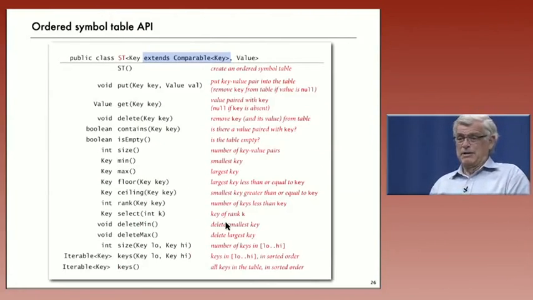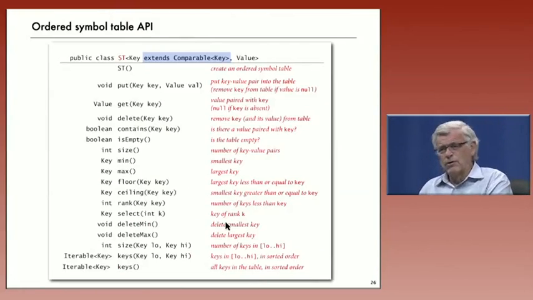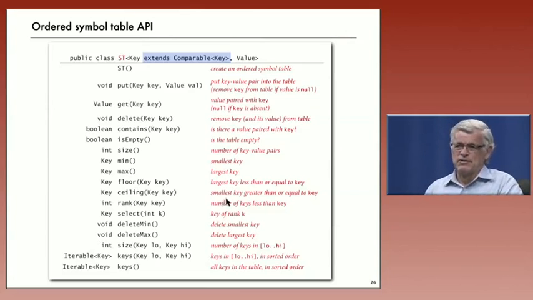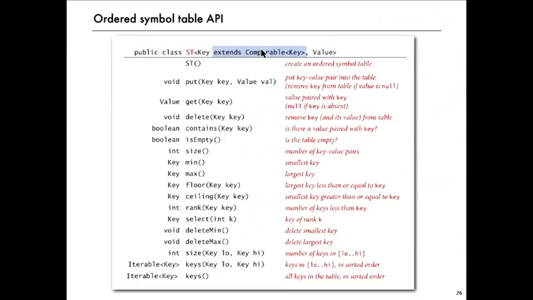So typically for ordered symbol tables, when keys are comparable, we'll provide a much wider interface. It's very useful for many clients. So we say that we're dealing with keys that are comparable by simply adding this extends Comparable Key to our declaration, same way we did for sorting methods. All that means is our implementations can use compareTo.